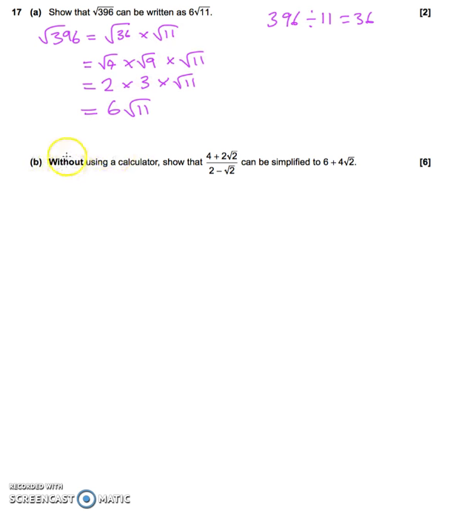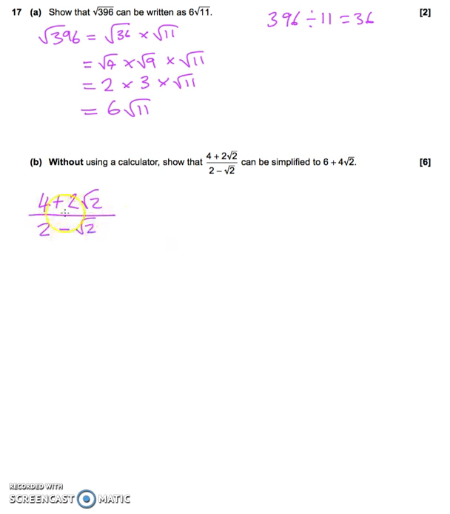The second part of the question asks us to, without a calculator, show that 4 plus 2 root 2 over 2 minus root 2 can be simplified to 6 plus 4 root 2, which all sounds very confusing and looks very confusing, but it's understanding the world of surds and rationalising the denominator. Now, to do that, I'm going to write down, first of all, the question, 4 plus 2 root 2 over 2 minus root 2.